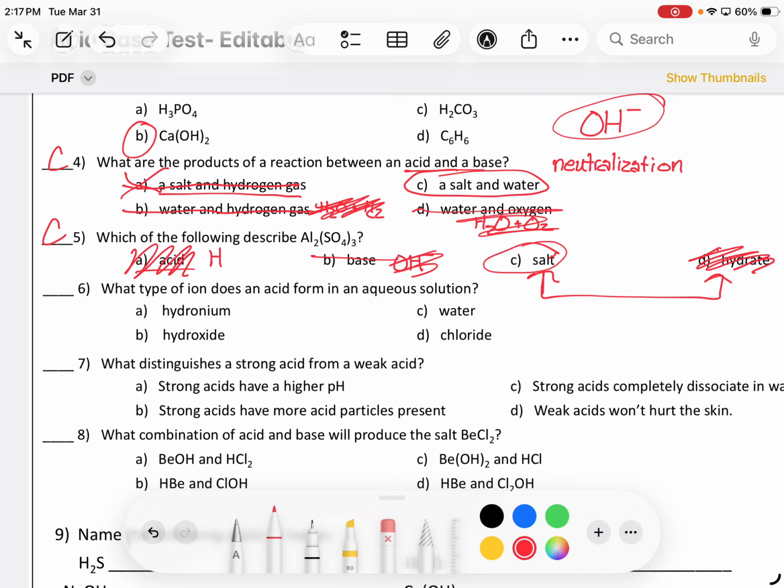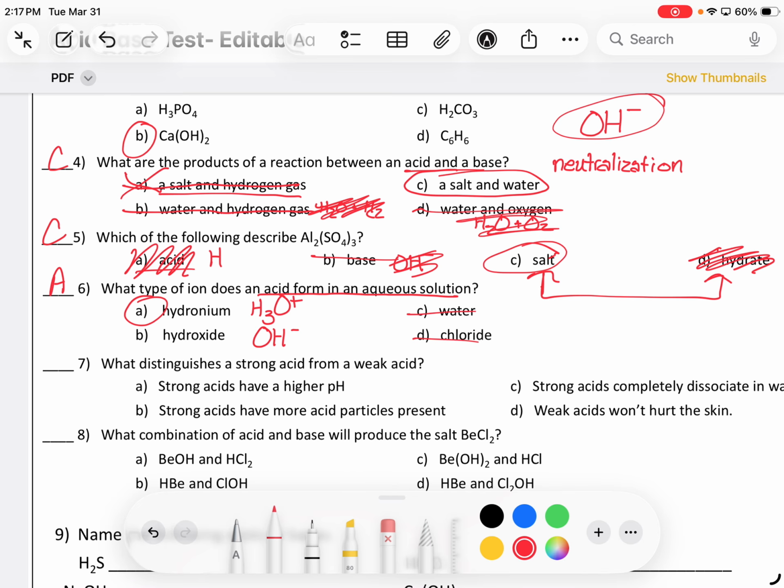Number 6, what type of ion does an acid form in an aqueous solution? You should know this like the bottom of your heart, hopefully. It's not chloride, it's not water. Hydronium, H3O+. By the way, what does hydroxide look like? OH-. So which one is correct? In an acidic solution, it should be hydronium.